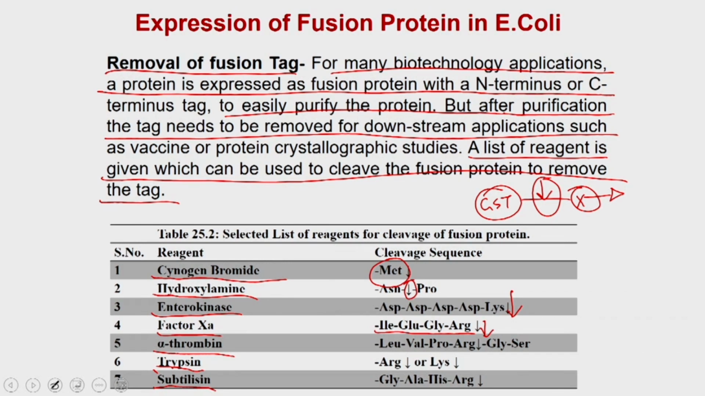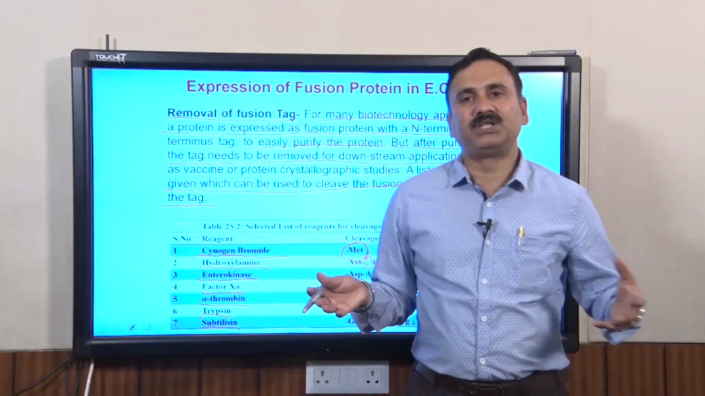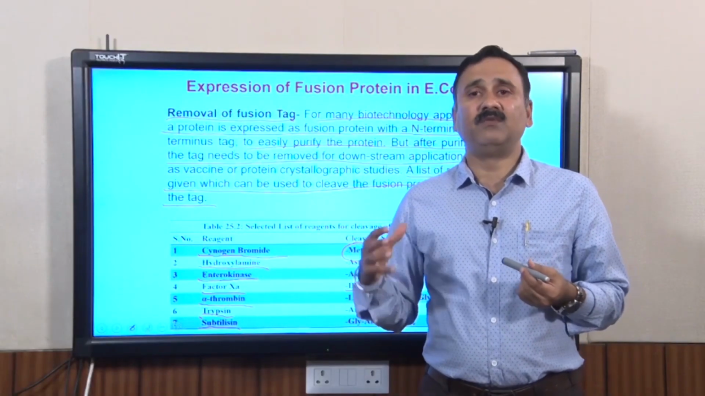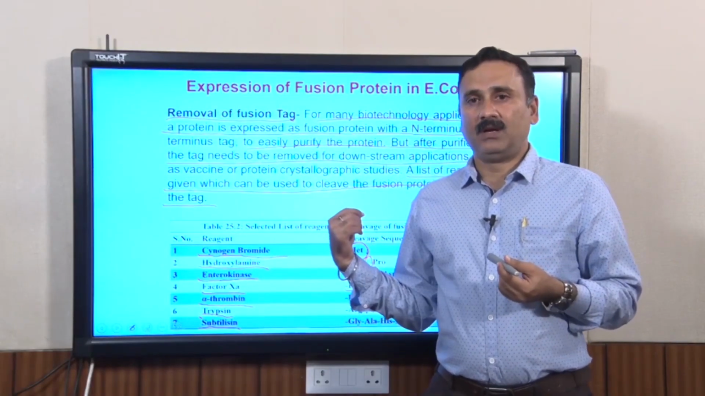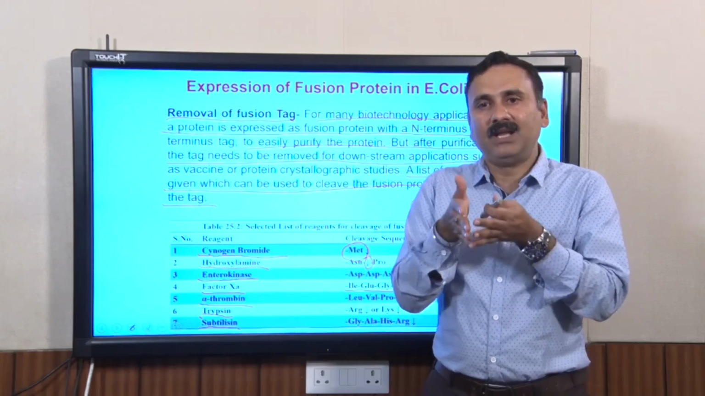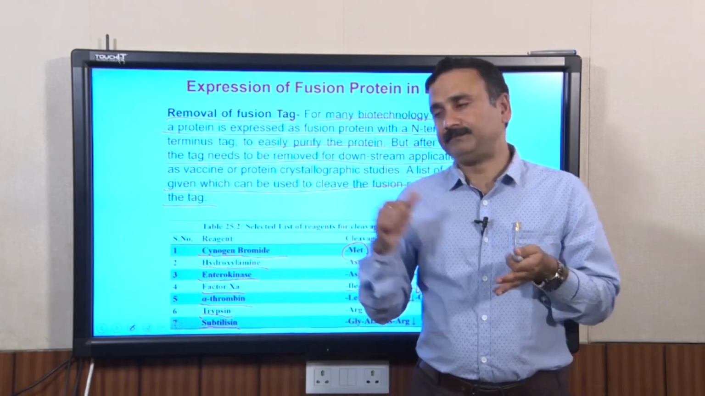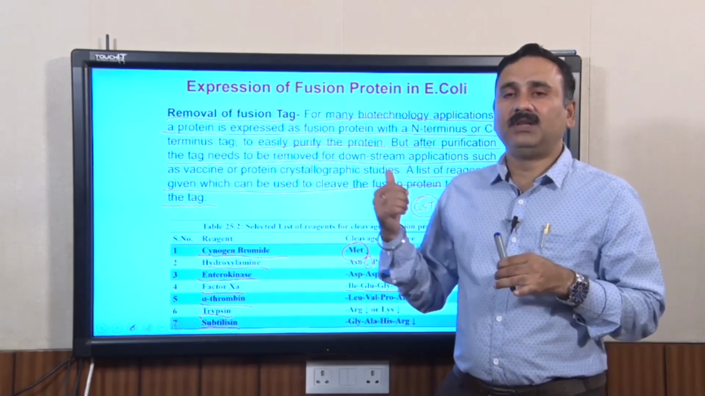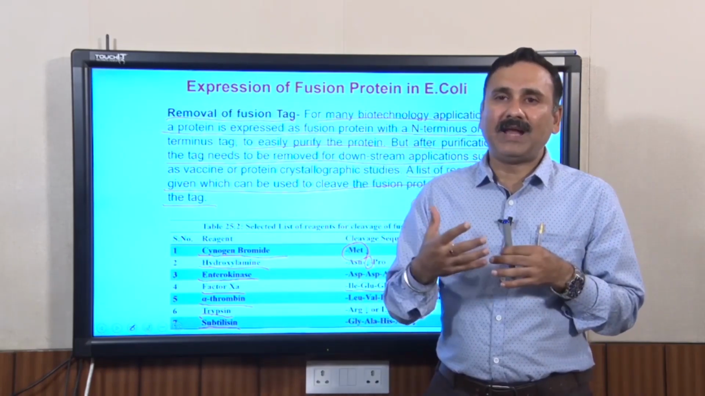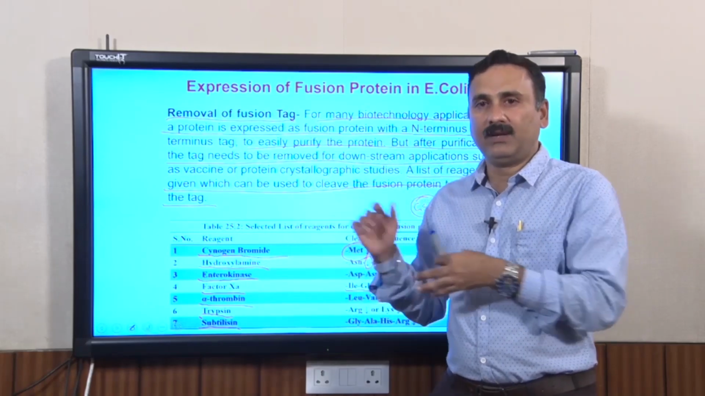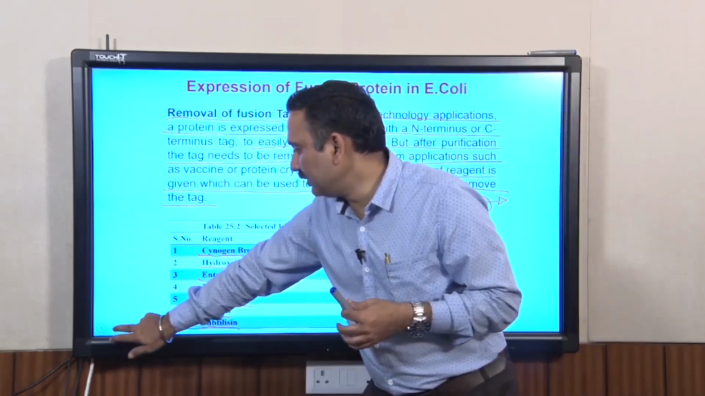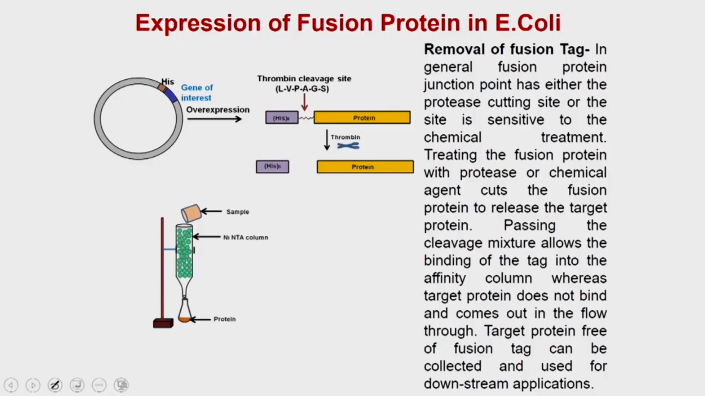So, this is not the final or exhaustive list of the cleavage reagents which are available for separating the fusion tag from the foreign gene or foreign protein. Now, the question is how to remove the tag from your protein. For that you can use the same affinity column that you have been using for purifying the protein.